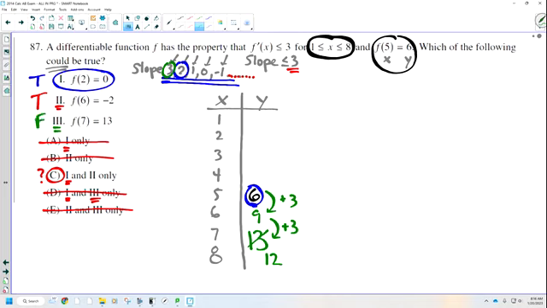And how do I know? Because my slope can never be any bigger than 3. It's kind of a logic thing. Easy when you're just counting by 3s. But the choice is choice C.